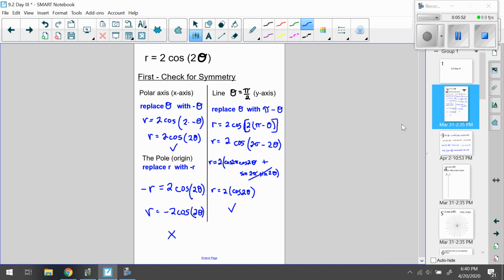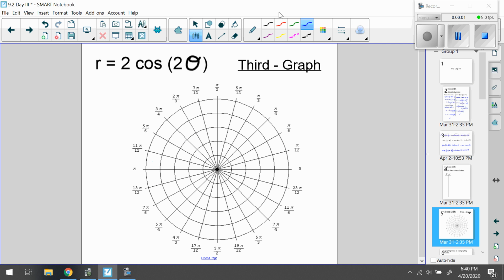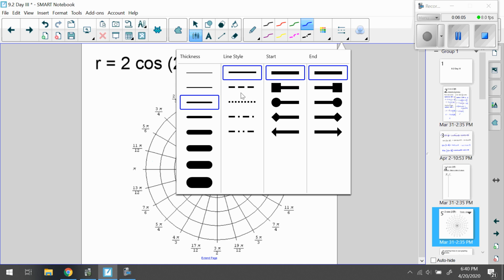All right, so now we're ready to make some output values and graph. And actually, I think I'm going to go ahead and skip ahead to the graph, and I'm going to go ahead and put my polar axis like we like to do first.